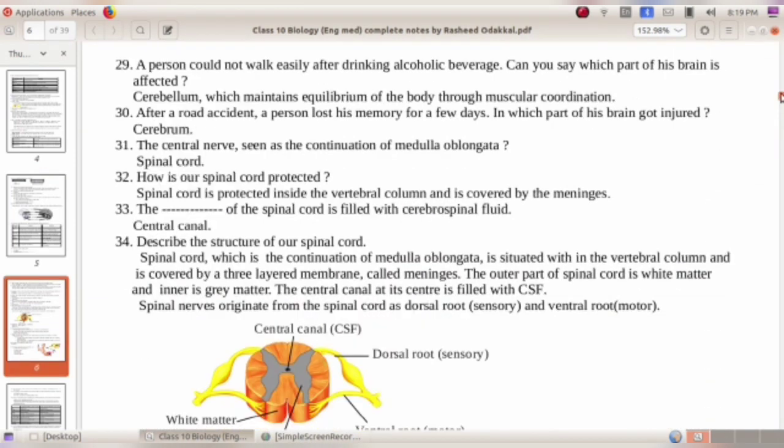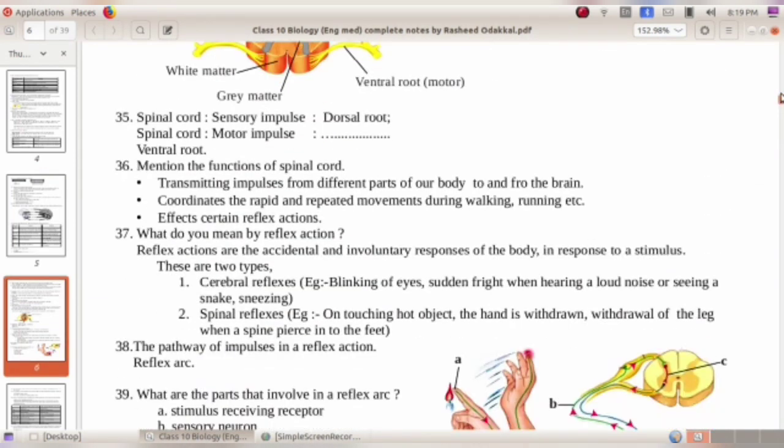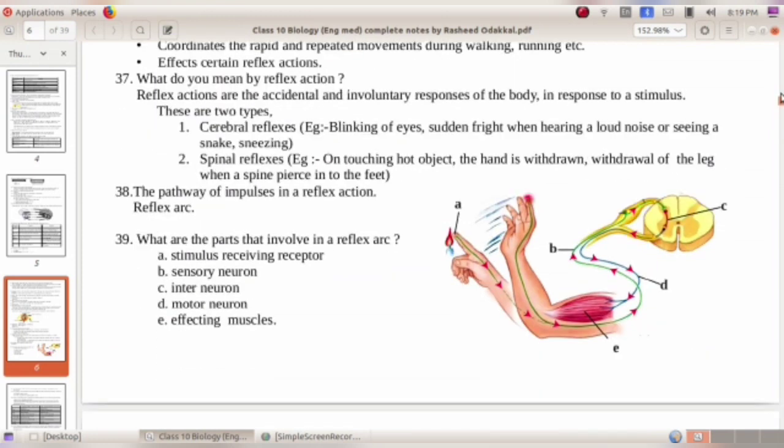Next we are going to see the term reflex action. Reflex actions are the accidental and involuntary responses of the body in response to a stimulus. There are two types of reflexes, cerebral reflex and spinal reflex. Cerebral reflex examples: blinking of eyes, sudden fright when hearing a loud noise or seeing a snake, sneezing, etc. In spinal reflex, examples are on touching a hot object, the hand is withdrawn, or the leg is withdrawn when a thorn pierces into the foot.